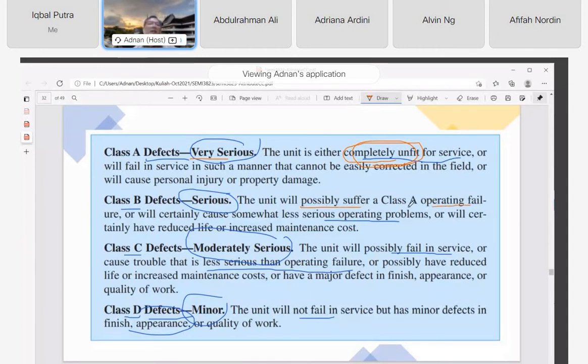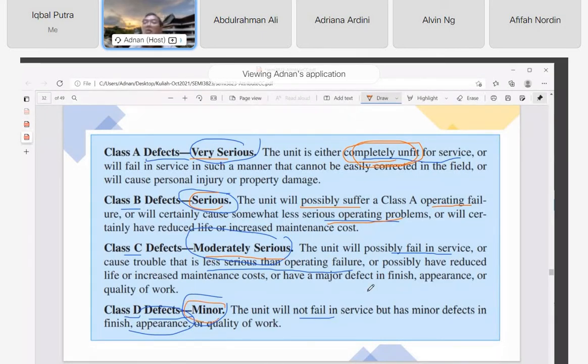Okay, operating failure will certainly cause somewhat less serious operating problem. Will certainly have reduced life. Okay, katakan yang kursi yang berlubang tadi, you boleh pakai, tapi kalau you pakai dan suka goyang-goyang, badannya yang besar, okay, mungkin menyebabkan lama-lama dia mengganggu kestabilan kursi. Finally, it will fail also. Okay, so moderately serious, dia degree of seriousness less daripada B lah. Kalau C tadi macam scratch lah, scratch. So ini kita panggil demerit.